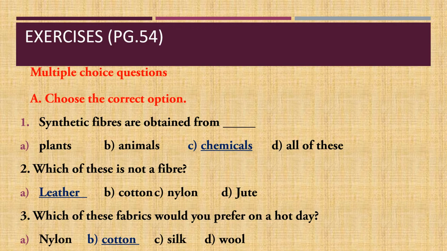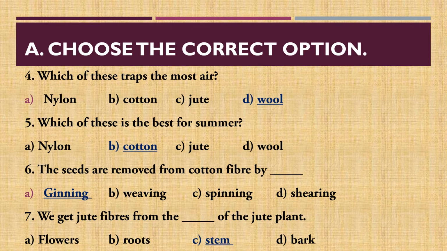Question 3. Which of these fabrics would you prefer on a hot day? A. Nylon, B. Cotton, C. Silk, D. Wool. Cotton cloth is soft, absorbs sweat and allows movement of air. Cotton cloths are therefore comfortable to wear on a hot day. Answer option B, cotton.